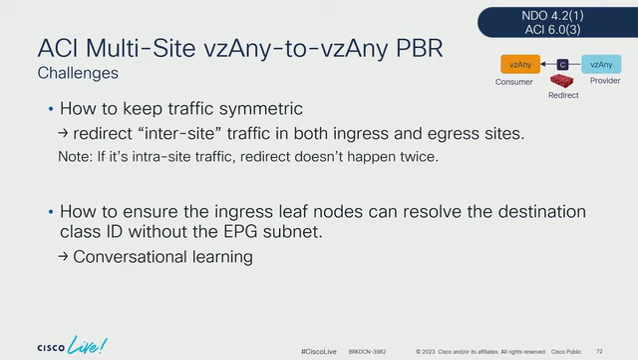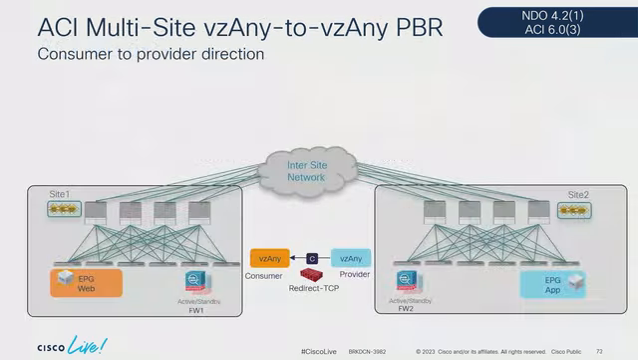One important thing is, if it's intra-site traffic, you can just use firewall in that site. If it's inter-site traffic, we redirect traffic twice. So probably it's very hard to imagine, so I'm going to explain how it works. Let's say you have a WithAny2 WithAny contract with PBR, multi-site, and you have a web endpoint in site 1, app endpoint in site 2. Each site has independent firewall.